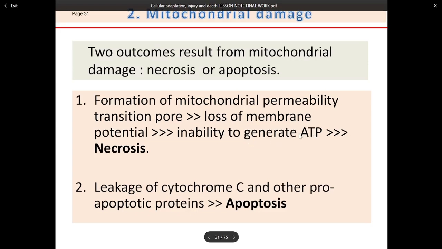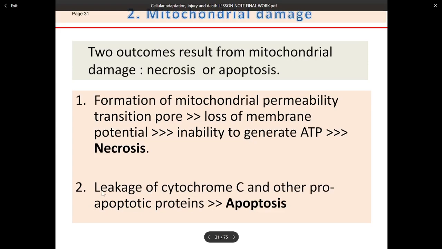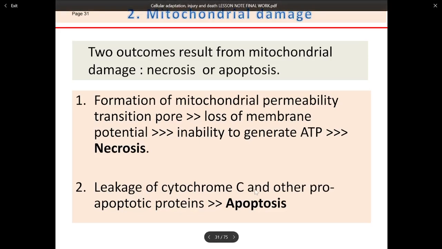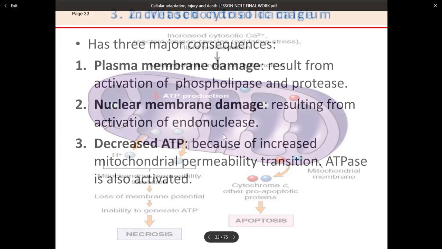That's the mitochondrial function, which is the powerhouse of the cell, production of ATP, will be lost. That function will be lost. Ultimately, necrosis will occur. Now, another process could be the leakage of cytochrome C, another pro-apoptotic protein, which will result in apoptosis. This diagram explains everything I've just said. So, you can go through it yourself.